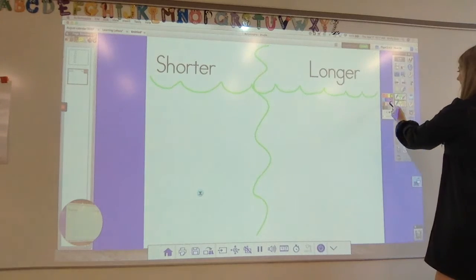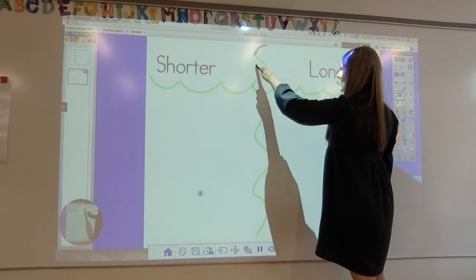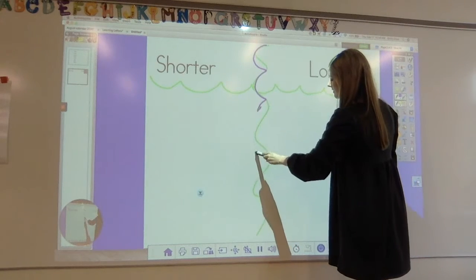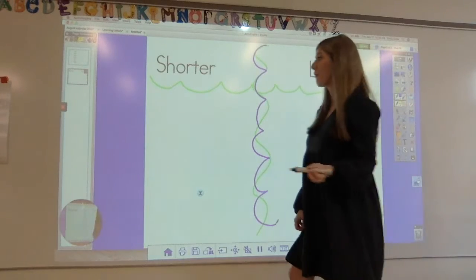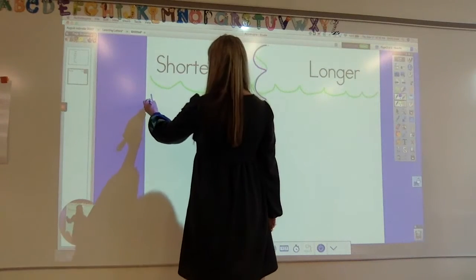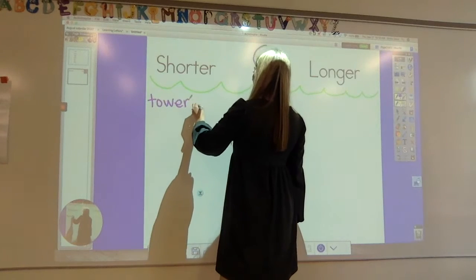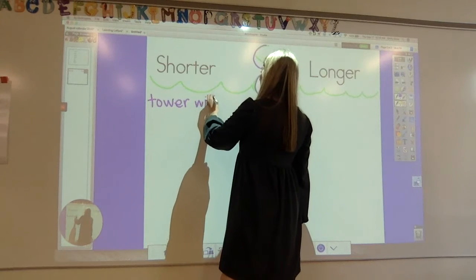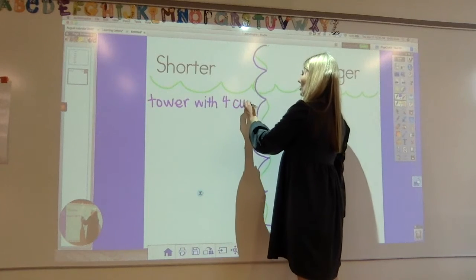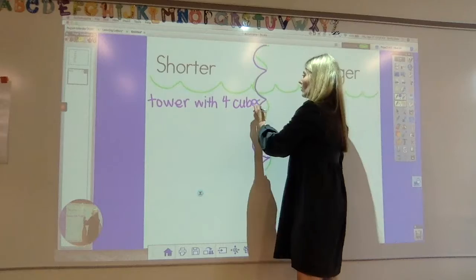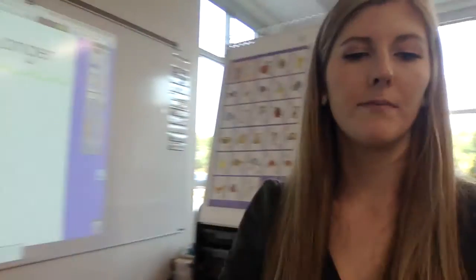I did another tower that was only 3 blocks. Or 4 blocks. Okay, so a tower with 4 blocks would be shorter. Tower with 4 cubes. 4 cubes. What else was shorter? And Finley, do you have that beside you?